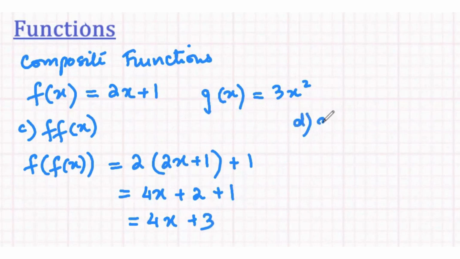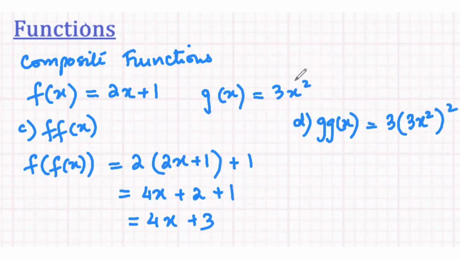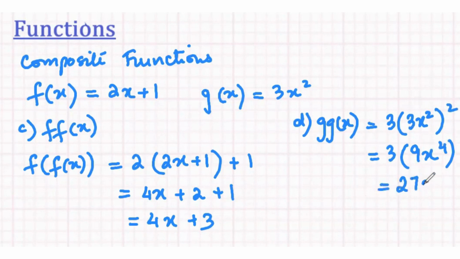Similarly, if we had to find g of g of x, same thing. You're going to substitute g in the place of x in g. So that's going to be 3 times (3x squared) whole squared. The entire function g comes in the domain of g. So that's going to be 3 times, when you square 3x squared, that's 9x to the power of 4. Multiply by the 3, 27x to the power of 4. That is g of g of x.